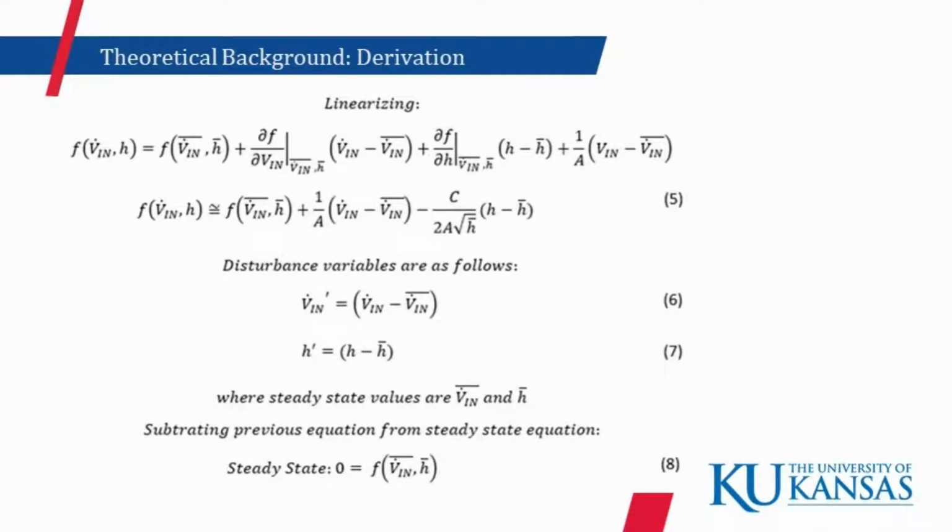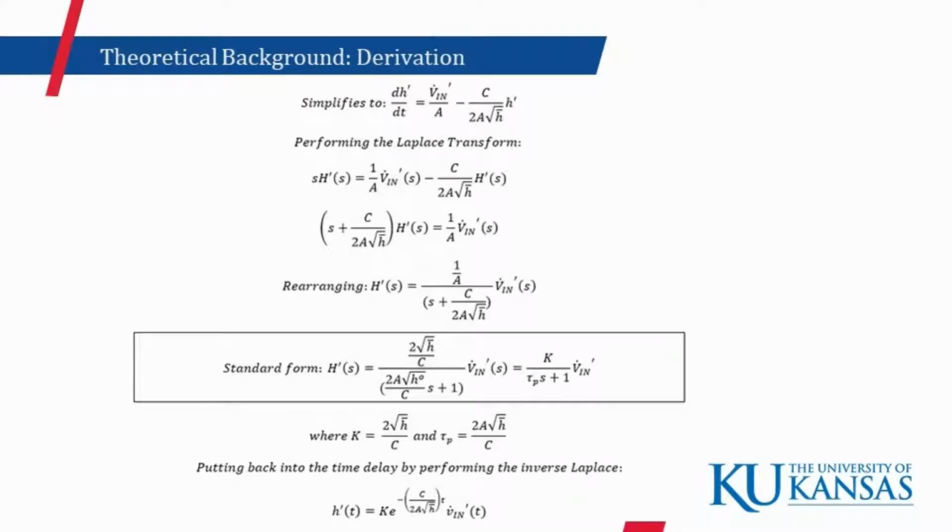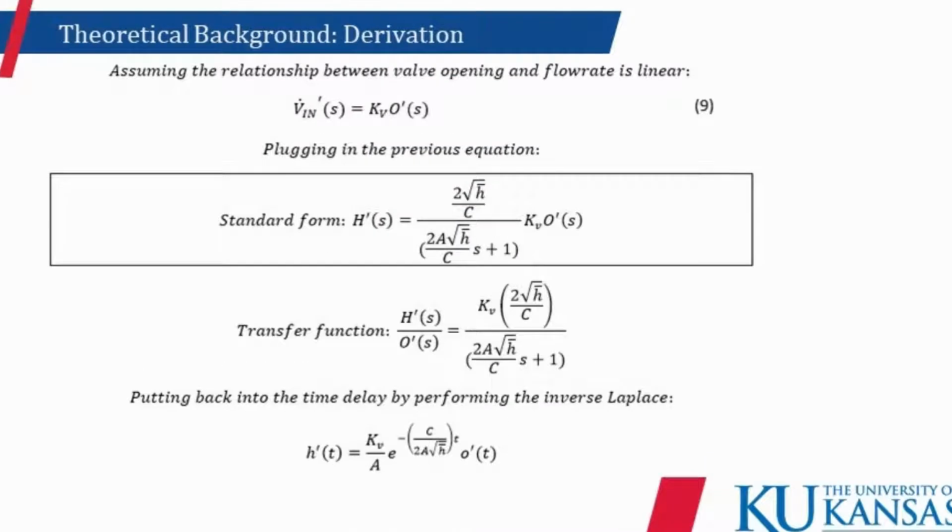The linearization is shown in equation 5. It's important to know disturbance variables for our system are defined in equations 6 and 7, as well as the steady-state values denoted below. In order to develop a transfer function for the system, equation 5 is subtracted from the steady state, and the Laplace transform was performed. The standard form for a height disturbance with respect to the inlet volumetric flow rate disturbance is boxed on the slide, and the gain and time constant are defined below.